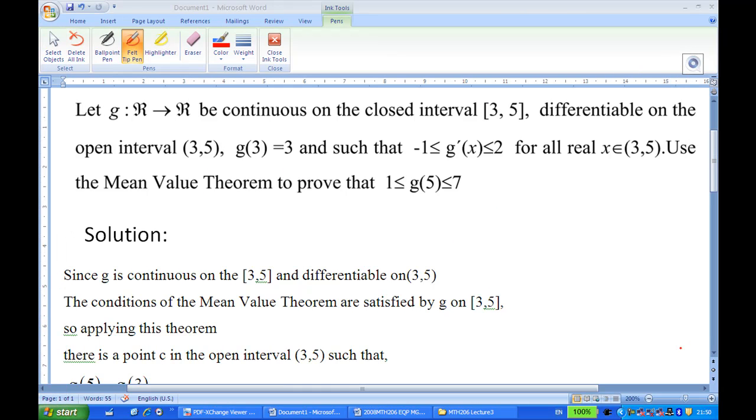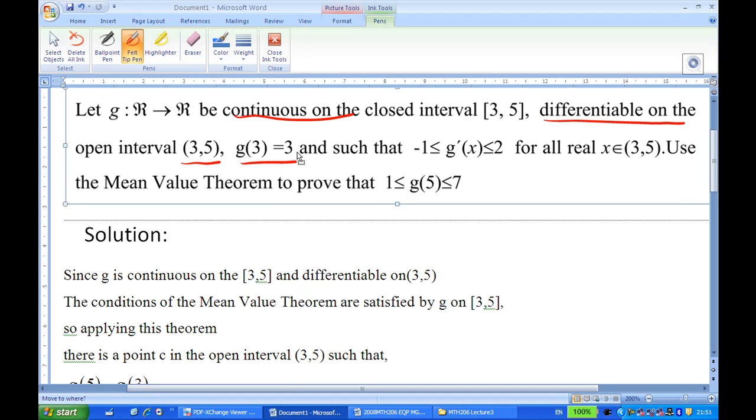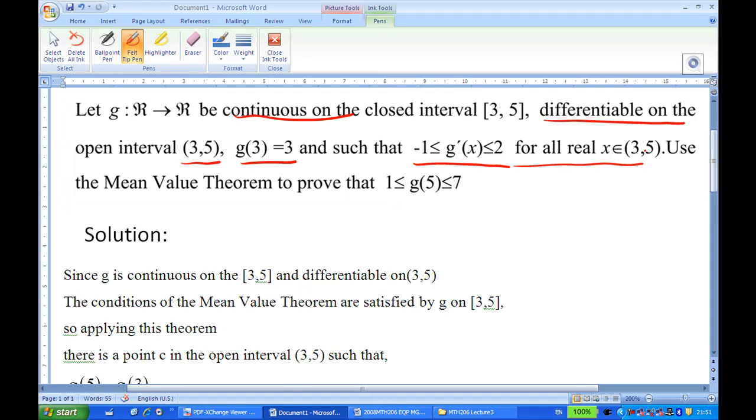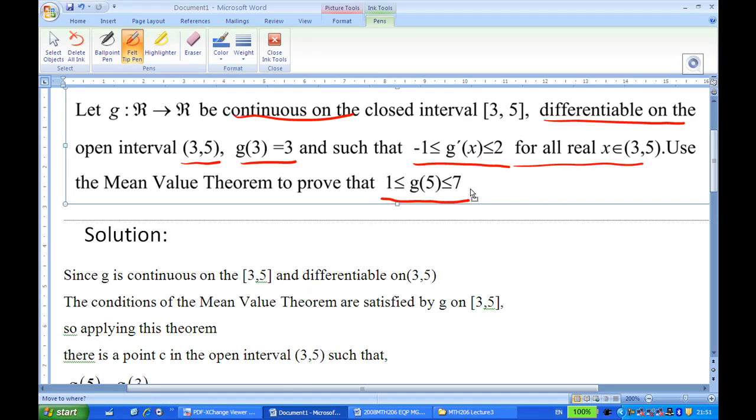Hi, for this recording, I'm going to show you an application of the mean value theorem. Let g be a real function, continuous on a closed interval from 3 to 5, and differentiable on the open interval from 3 to 5, and g of 3 is equal to 3, such that g prime of x is between minus 1 and 2 for all x between 3 and 5. Now our aim is to use the mean value theorem to prove that g of 5 is between 1 and 7.